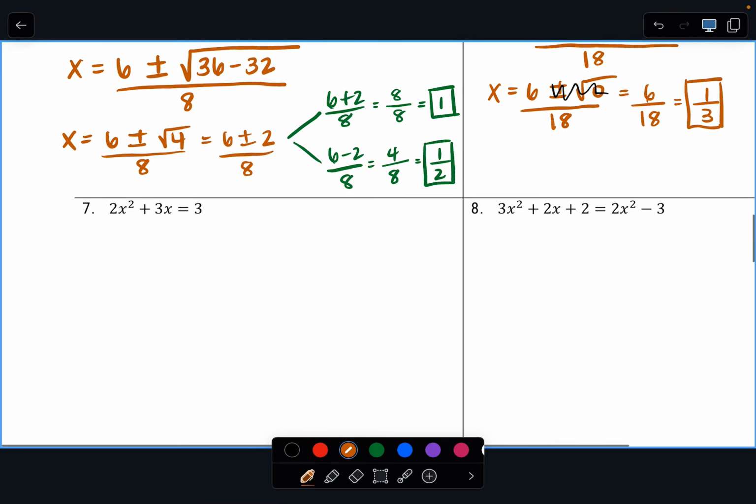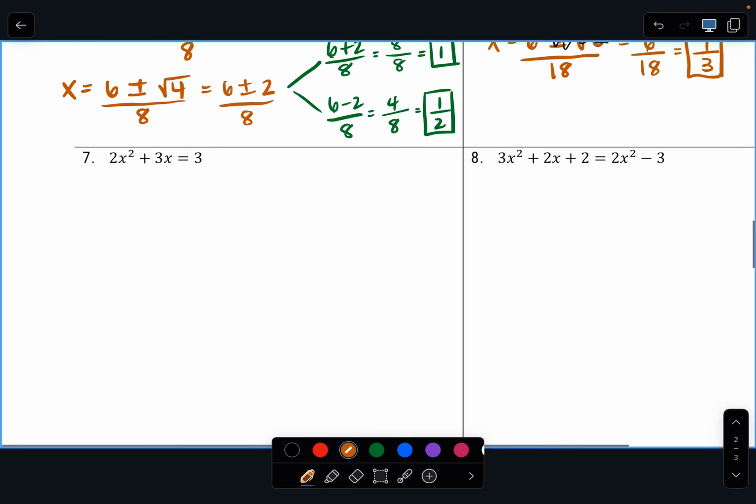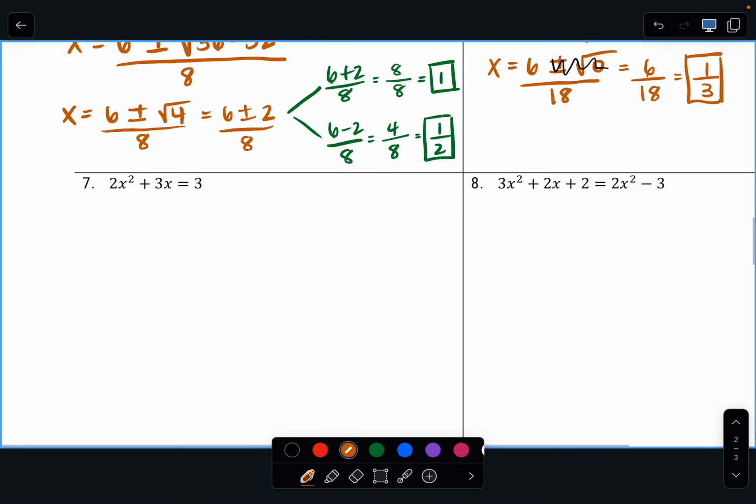Okay, let's try another one. Can I go in and identify A, B, and C with what I'm looking at right now? No. What do I need to do first? I need to subtract 3. So I'm going to move this 3 over. 2x squared plus 3x minus 3 equals 0.